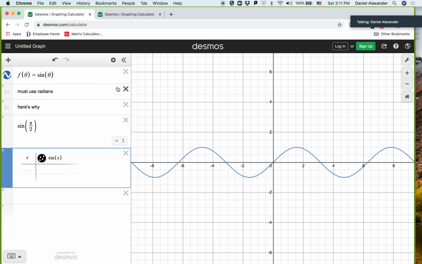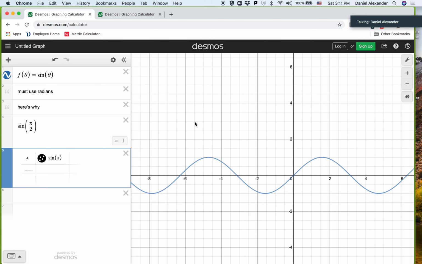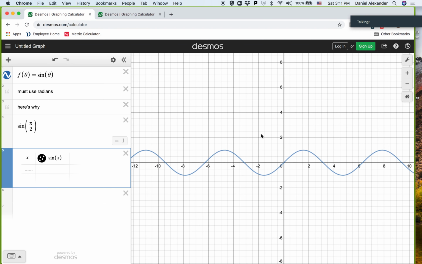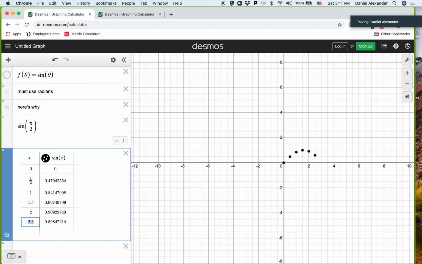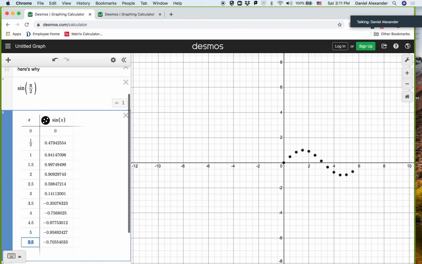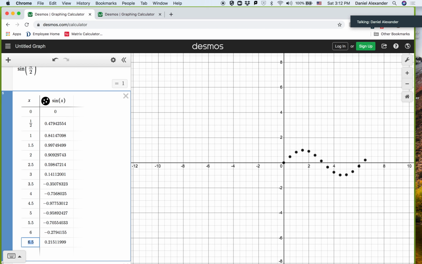Now what I want to do for the last thing is just build up this graph. I'm going to zoom out a little bit. I want to build up this graph, so I'm going to turn the graph off. And I'm just going to plug in a few values. We're going to plug in 0. I'm going to plug in 1/2. And we get, again, sine of 1/2 radians, sine of 1 radian, sine of 1.5 radians, sine of 2 radians, and so forth. So I'll do a few more. 3. So I'll just build up a few more. So we get a nice graph.